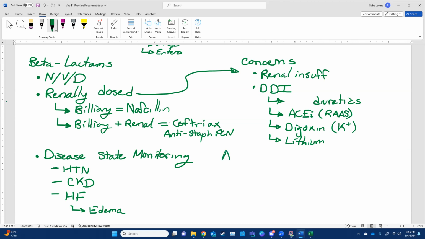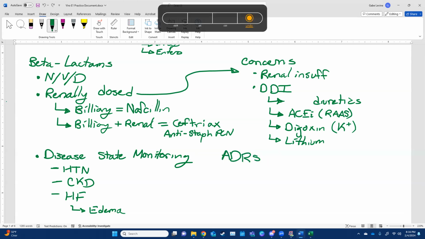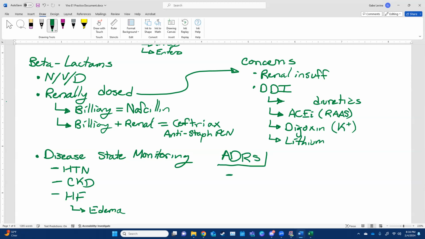And then in terms of adverse drug reactions, what are some major ones that we have to worry about, specifically for all beta-lactams? Seizures. Yes. 100%. What's also something that we should always ask our patients before we give them any beta-lactam? Allergies. Very nice.